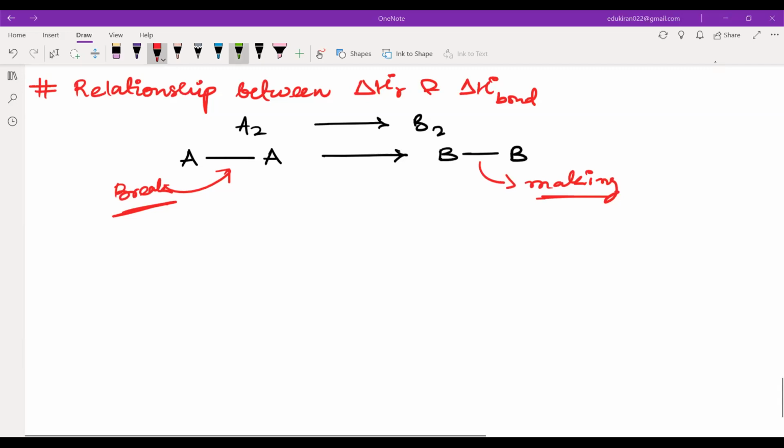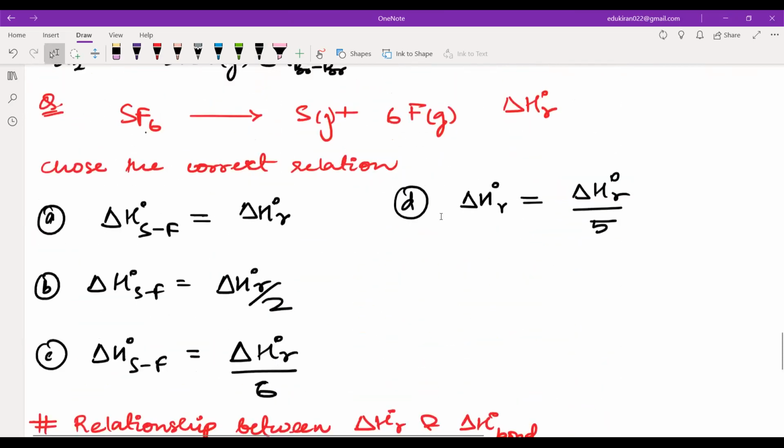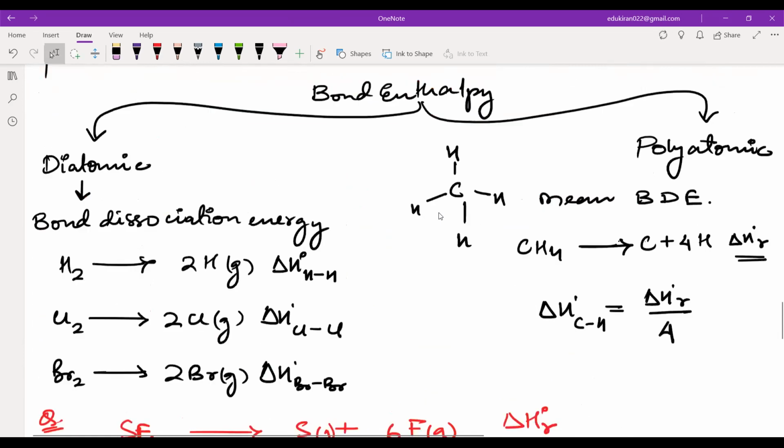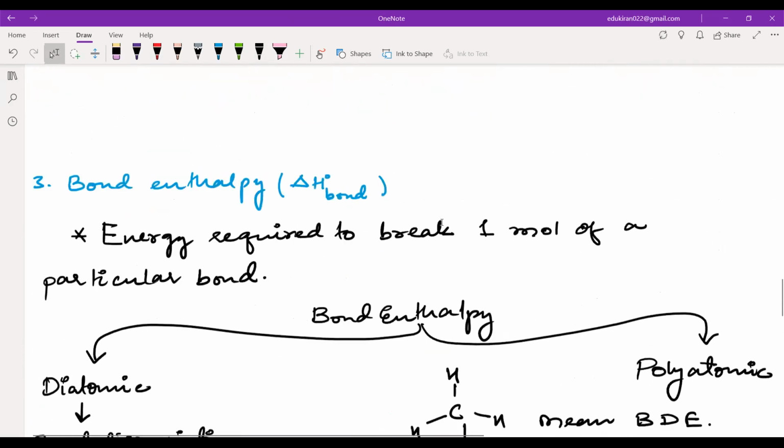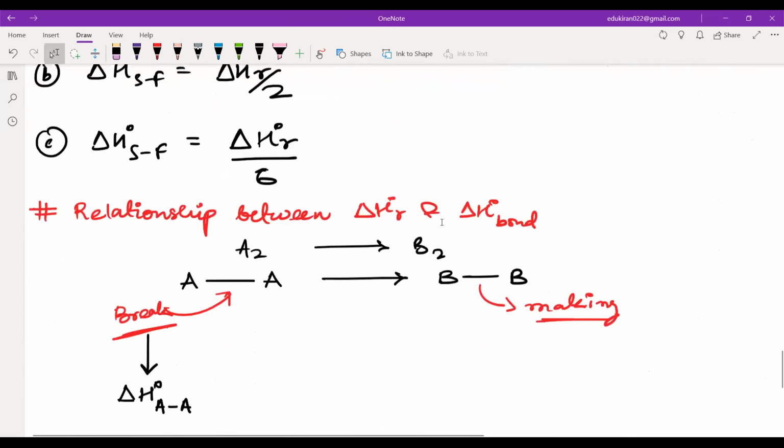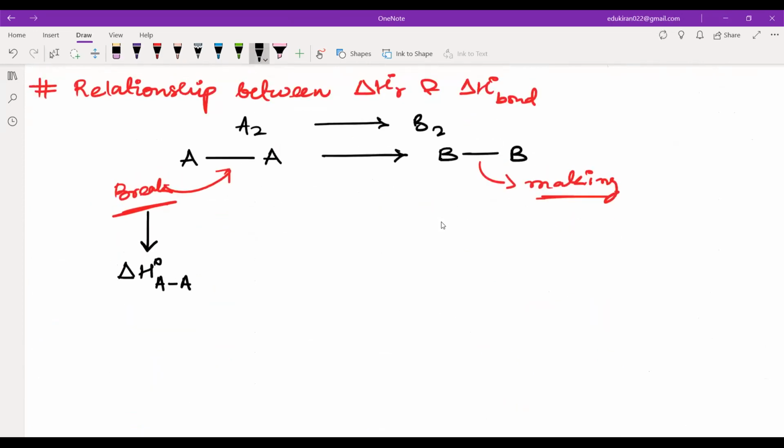All of you know, to break this bond I need delta H naught AA, yes or no? Because bond enthalpy is defined as the energy required to break 1 mole of a particular bond. So the amount of energy required to break a bond is equal to delta H naught of that bond. Now making is the reverse of breaking. Making is the inverse of breaking. Yes or no?